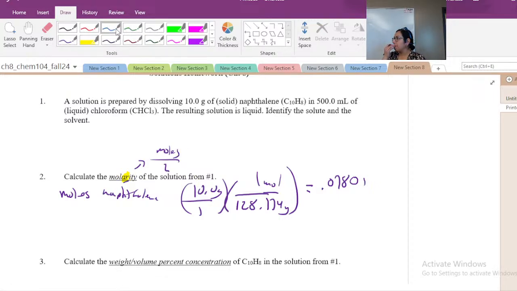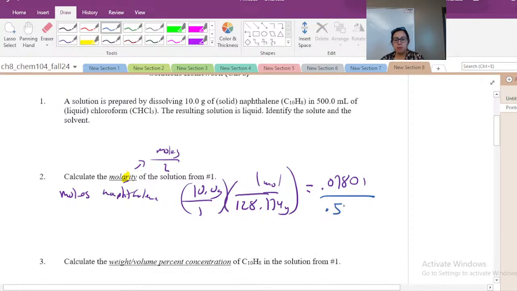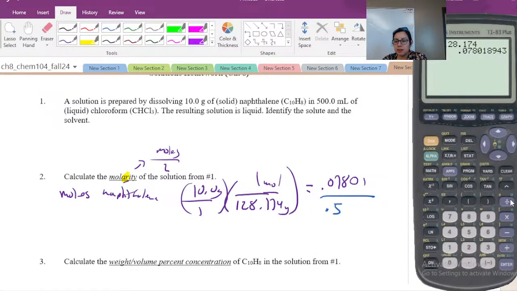What is that word next to moles? Naphthalene. So then divided by our liters. We're given 500 milliliters, so divided by 0.5. So then we get our molarity of 0.156.